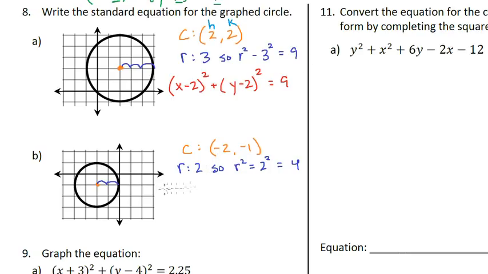And now we can write our equation. This is going to be x. H is negative 2. Let's label that as h and k. H is negative 2. That means we're going to turn out showing positive, or the opposite sign, in our equation. Plus y. K is negative 1. That's going to show as positive 1 in our equation. And then r squared is equal to 4. And you just found the standard equation for those two graphed circles.